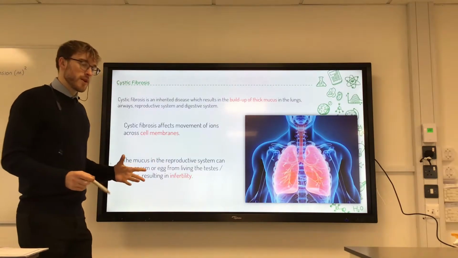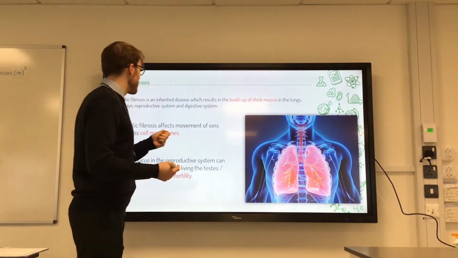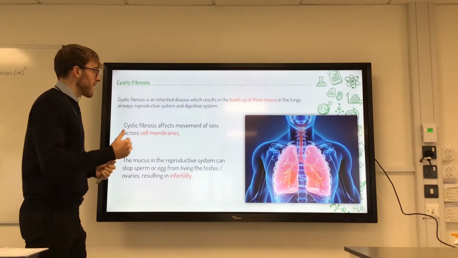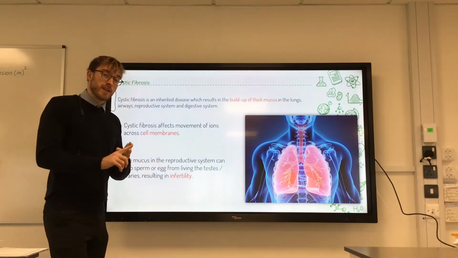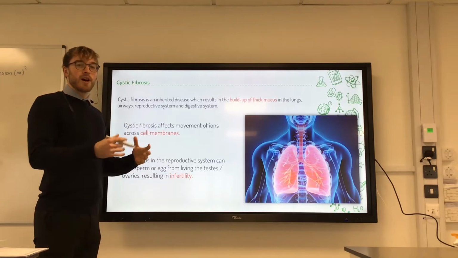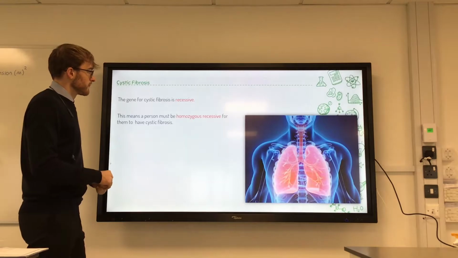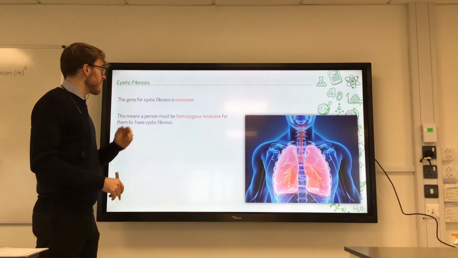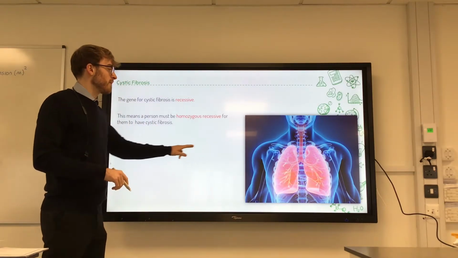So what is cystic fibrosis? It's a build-up of thick mucus in the lungs. It's a disease of the cell membrane. It affects how ions move across a membrane, and therefore we have a thick build-up of mucus in certain airways. It can also affect the reproductive system, such as the fallopian tubes, causing the egg to have a harder time getting through, resulting in infertility. And there we go again, it's a recessive disease, so 2 copies of that recessive allele must be present in order for someone to have cystic fibrosis.